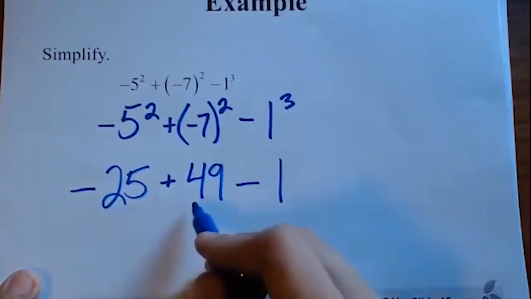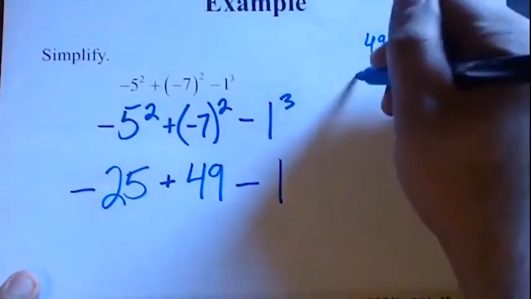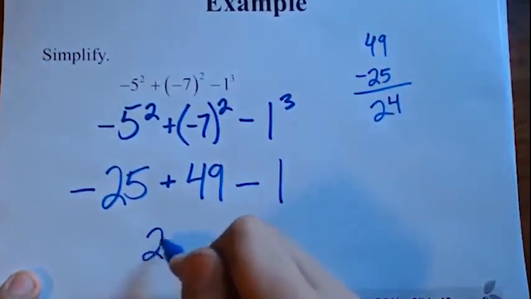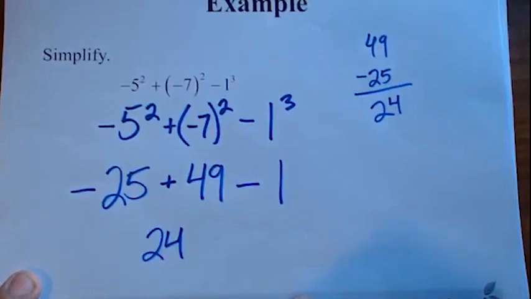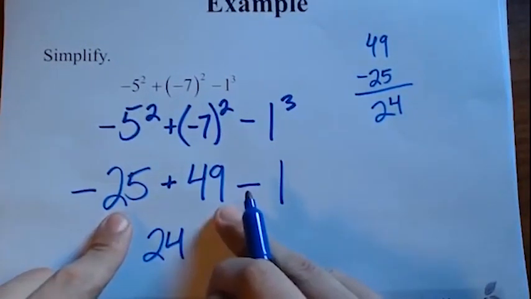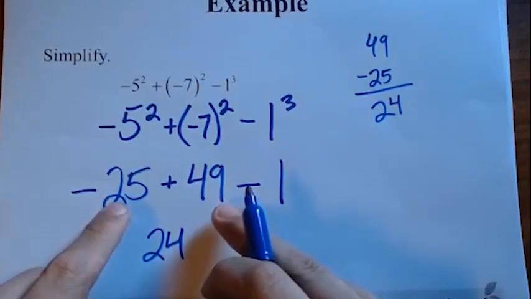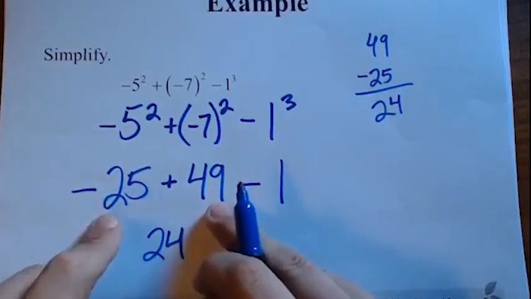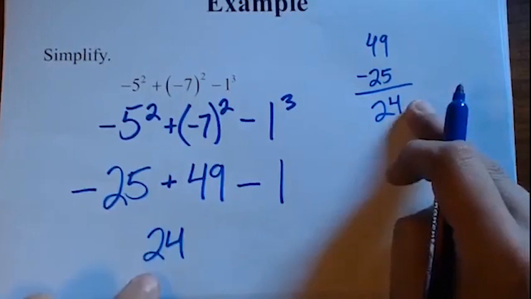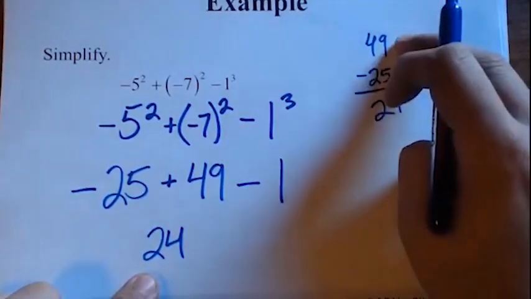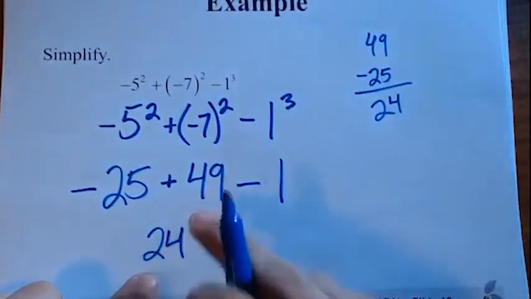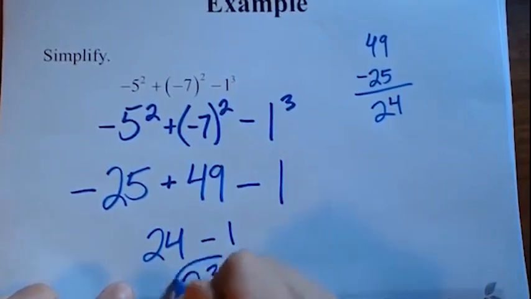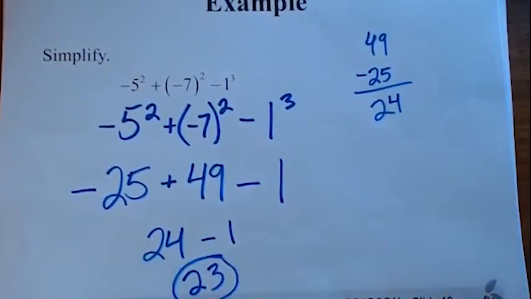So we have negative 25 plus 49, which is the same as 49 minus 25. That's going to be positive 24. We're adding 2 numbers with different signs. The absolute values are 49 and 25, which gives us the 24. The larger absolute value was 49. 49 came from a positive number, which is why it's positive 24. Minus 1 gives us an answer of 23.